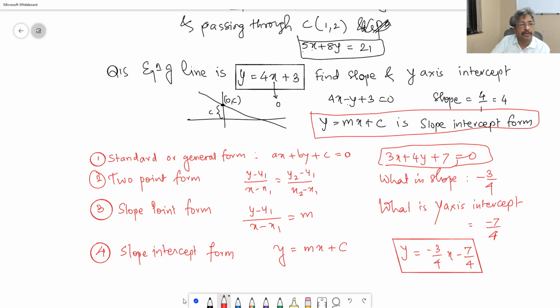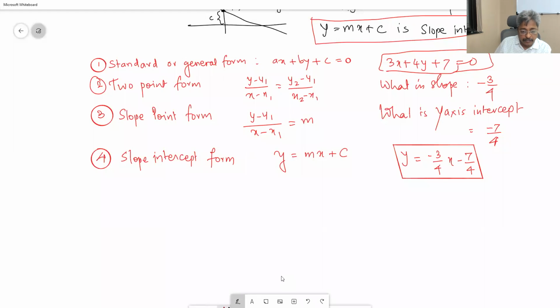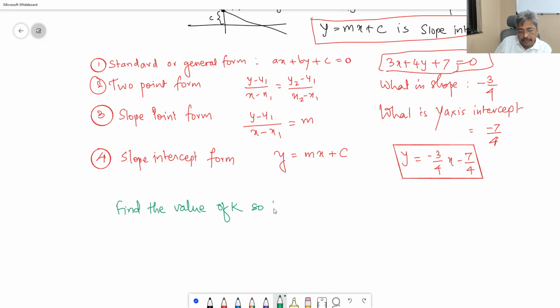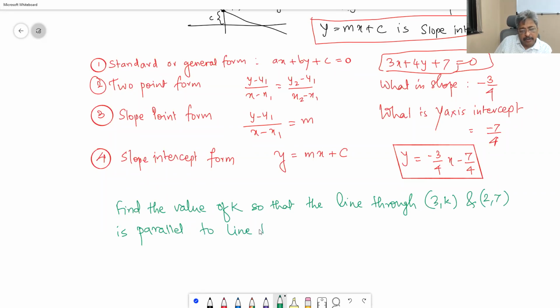Find the numerical value of k so that the line through (3, k) and (2, 7) is parallel to the line through (minus 1, 4) and (0, 6). This kind of easy question will be there.